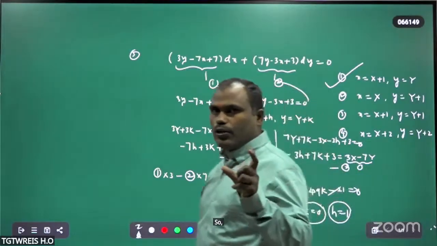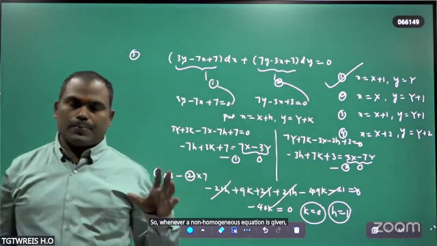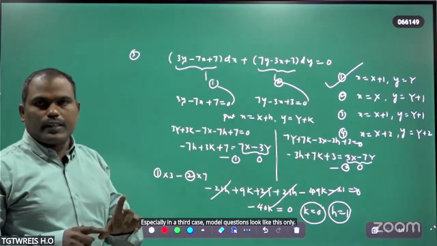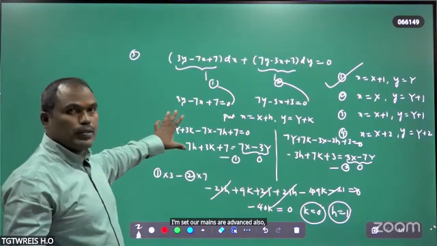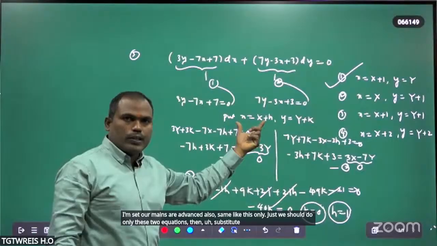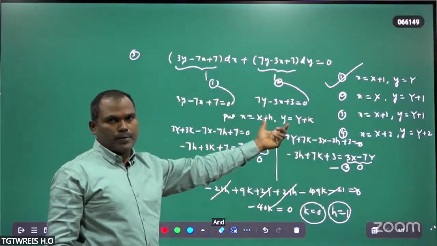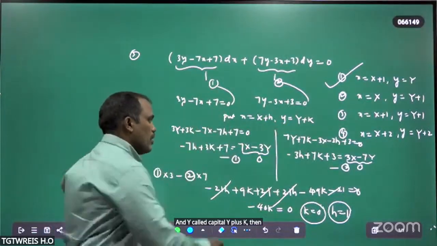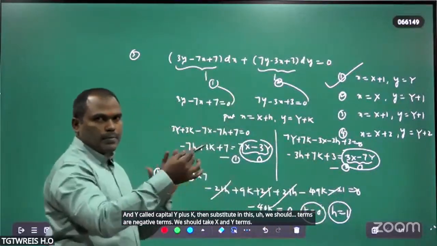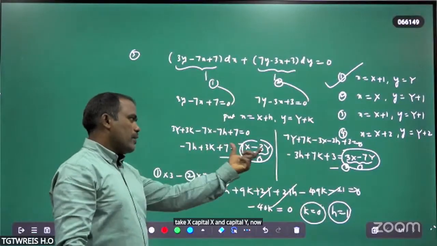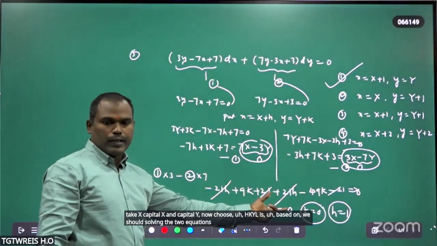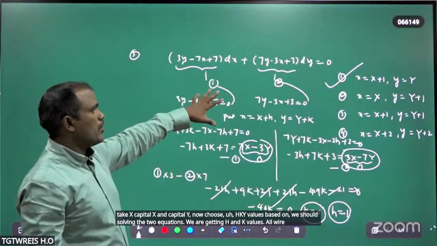Whenever a non-homogeneous equation is given, especially in the third case, model questions look like this only. In EAMCET or Mains or Advanced also, it is the same. We just do these two equations, then substitute. Put x equal to capital X plus h and y equal to capital Y plus k. Then substitute in this. The negligible terms, we should take only x and y terms, capital X and capital Y. Now choose h and k values by solving the two equations. We are getting h and k values. Substitute all values in equations 1 and 2.